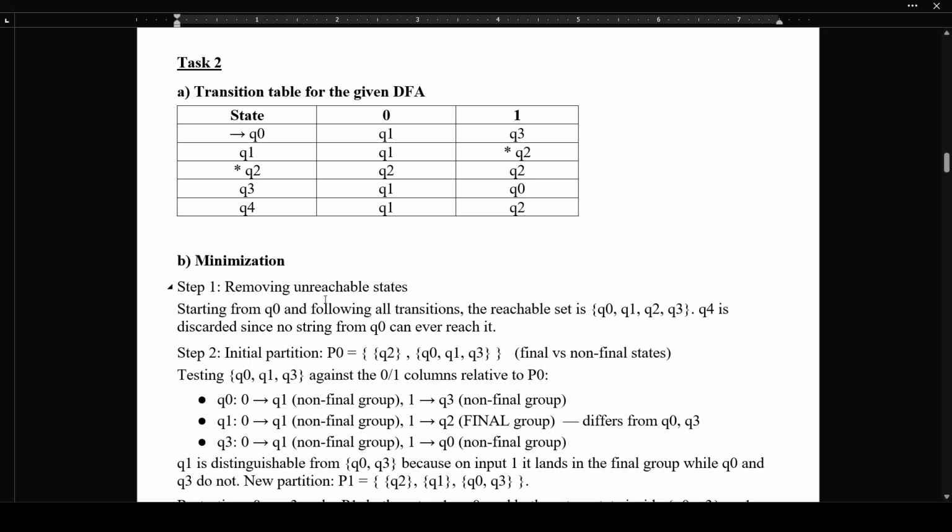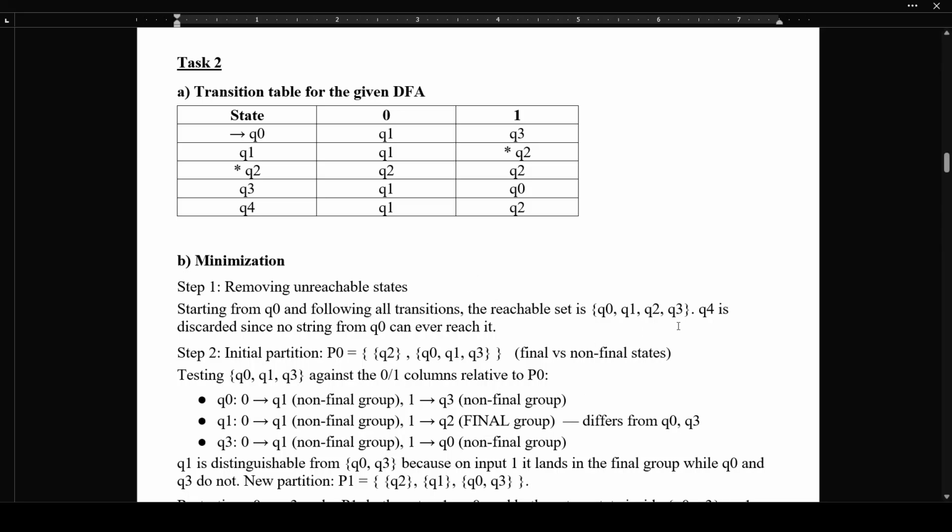So first, we have to remove the unreachable states, starting from Q0 and following through all transitions. The reachable states are Q0, Q1, Q2, Q3. Q4 is discarded, since no string from Q0 can ever reach it.